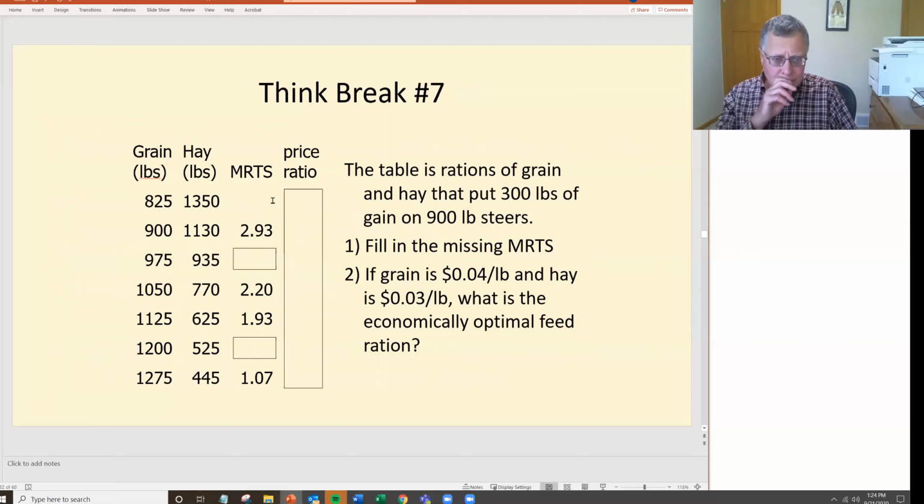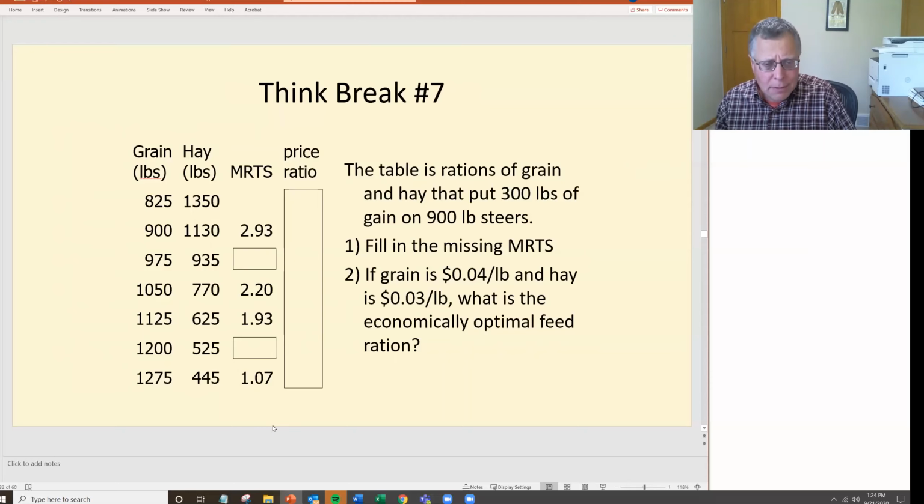So let's do a think break here. This one is rations of grain and hay that put 300 pounds of gain on 900 pound steers. You're getting them ready for market. How do I put that last 300 pounds on them? You should be able to do this think break. I would pause and work this one out.